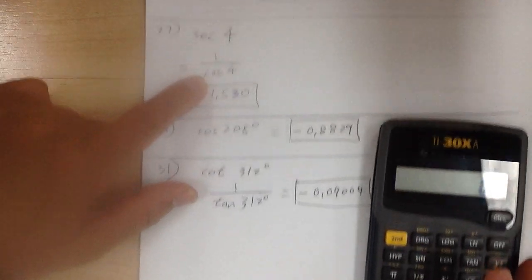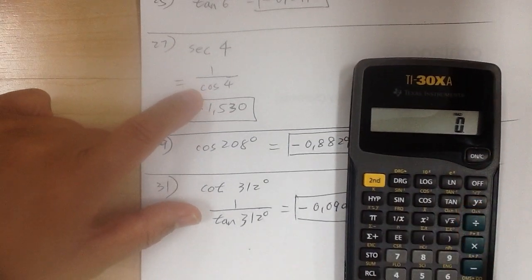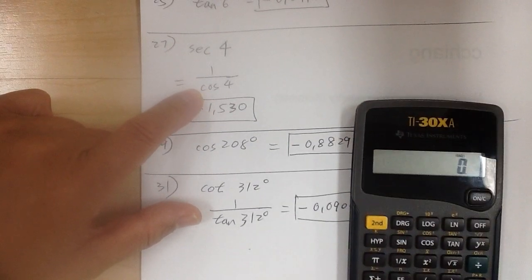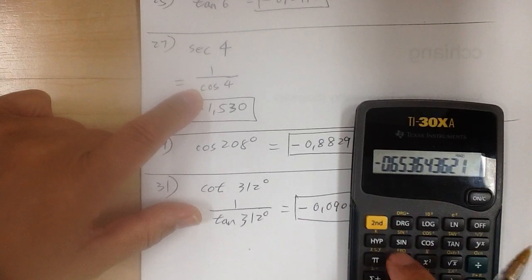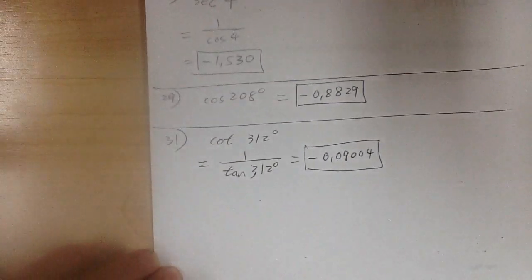Let me check this one again. I'm not sure if I remembered to push equal, so I'm going to check this one again. Okay, so 4 cosine. Okay, it's fine. Okay, next one. Okay, number 33.